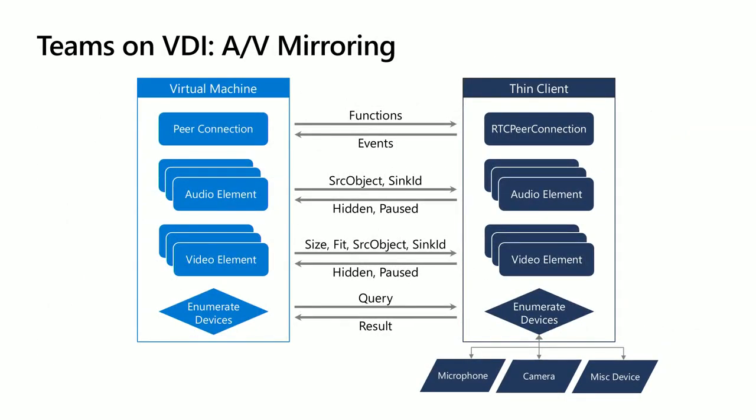So this is basically how it works. You've got the virtual machine on the left and the thin client on the right. And you've got the peer connection, the RTC peer connection, the real-time communications peer connection, and those things send events, and there's functions that handle them and so forth. And so those things are connected to each other.